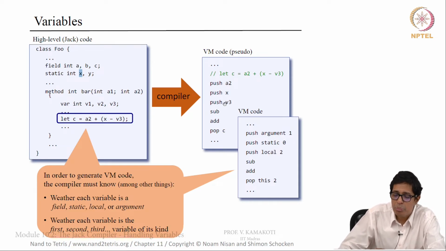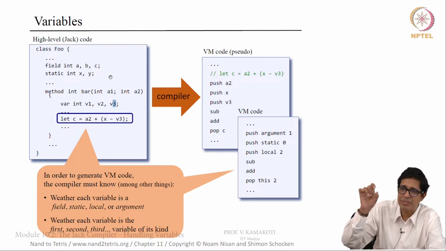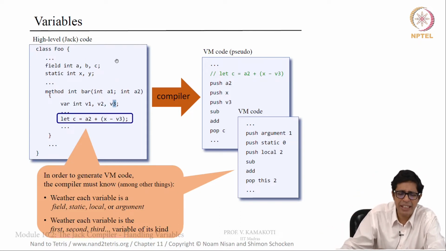And then push V3, V3 is a local variable. So in the local segment, V1 is 0, V2 is stored at 1, V3 is stored at 2. So push local 2. Then sub and add are like this. And C is a field variable, and where will C be stored? This segment will point to an address. From that address, the 0th location, if this is pointing to say 2500, then at 2500 A will be stored, at 2501 B will be stored, at 2502 C will be stored.